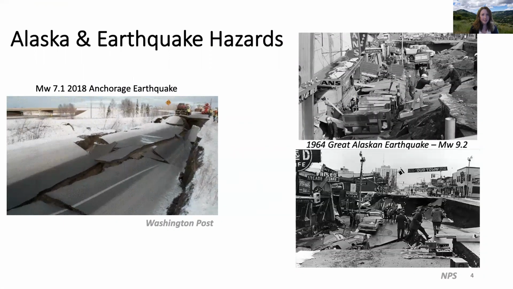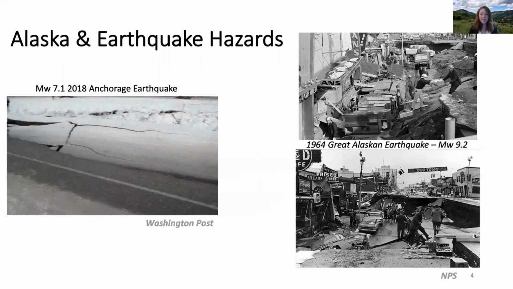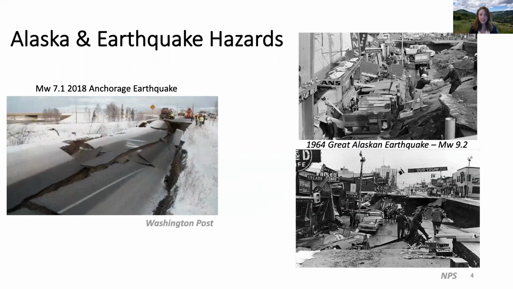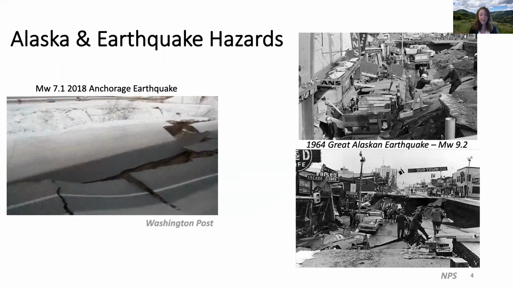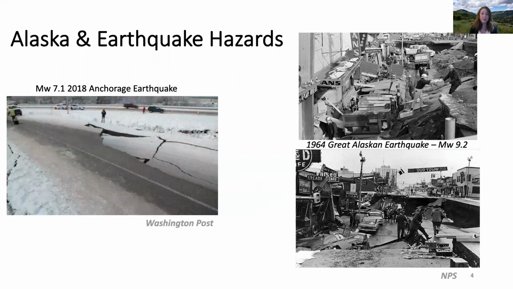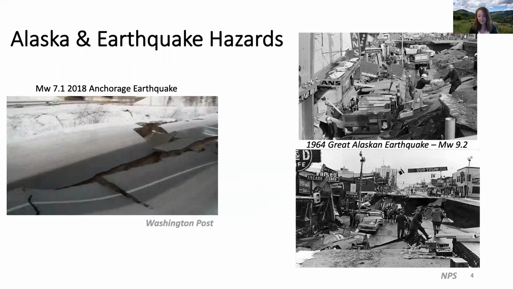Why Alaska? Alaska is home to high seismic hazard and complex geology, making it tricky to characterize the subsurface and hazards. On the left, you can see the massive damage to the road during the 2018 Anchorage earthquake, but the 1964 Great Alaskan earthquake was 100 times larger. Damage is shown in pictures on the right.